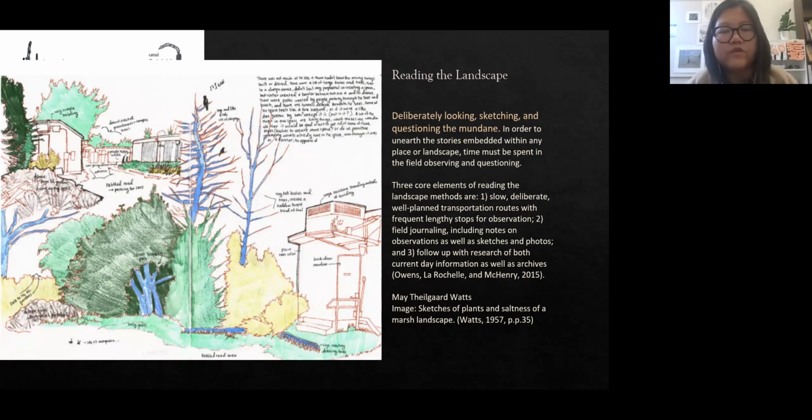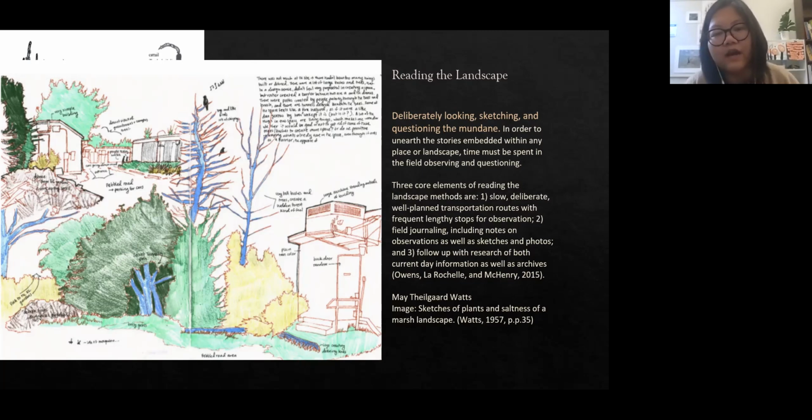And so when you go to a site, when you're doing a site analysis, you are looking deliberately at the different elements on the site, right? Like what's the relationship between the plants and the building? When was the building built? What materials are they using? What is the history behind it? Those are the things you want to pay attention to.